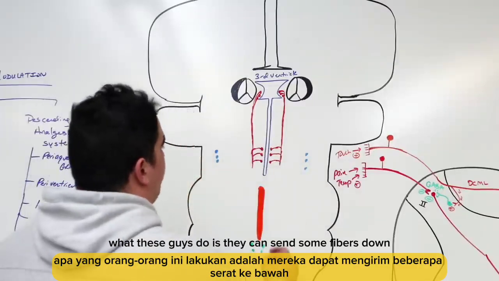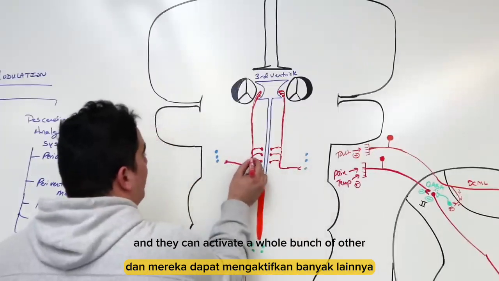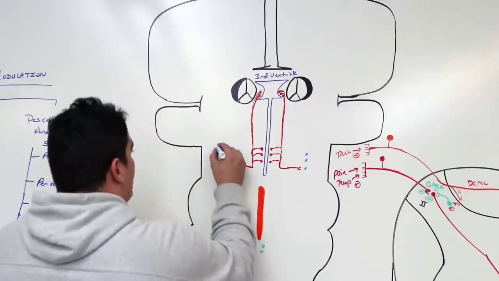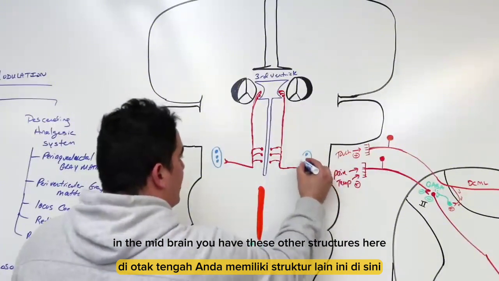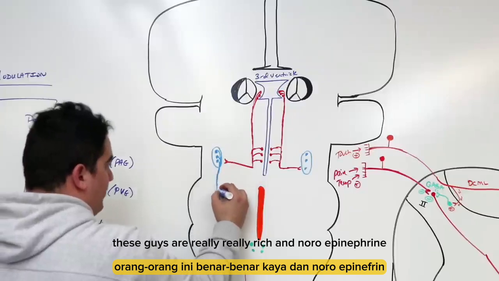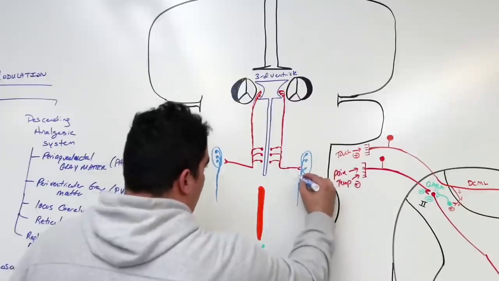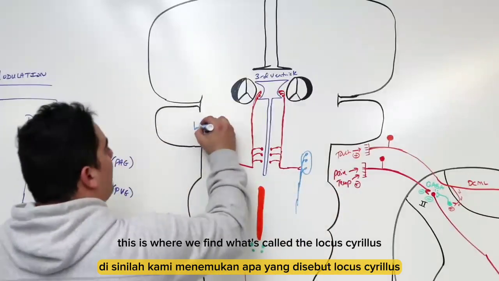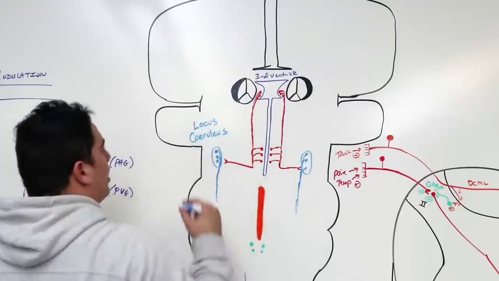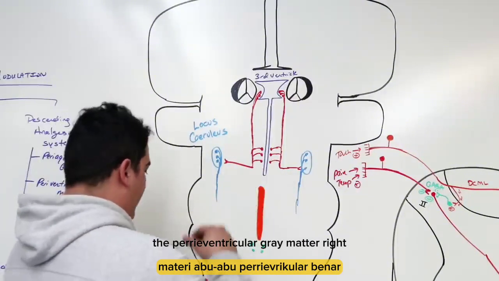So you have the periaqueductal gray matter and the periventricular gray matter. What these guys do is, they can send some fibers down, but they actually come over here and they can activate a whole bunch of other different types of nuclei. What are some of these other nuclei? Let's say over here in the midbrain, you have these other structures. These guys are really, really rich in norepinephrine. And because they're rich in norepinephrine, this is where we find what's called the locus coeruleus. Now the locus coeruleus is going to get stimulated by the periventricular gray matter and the periaqueductal gray matter, right?